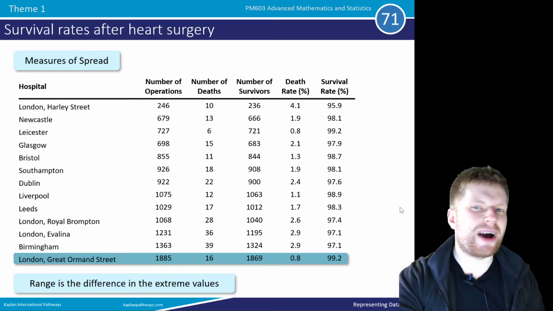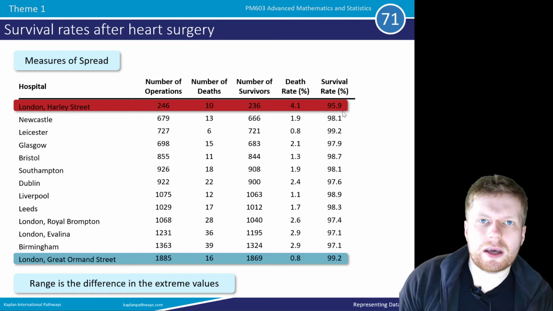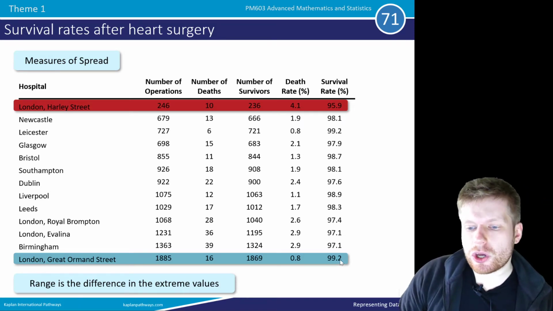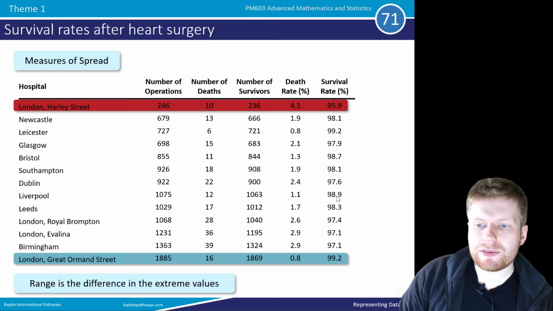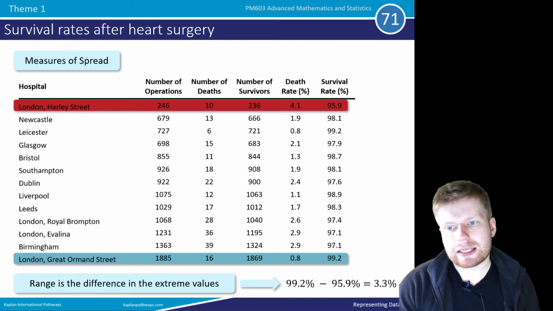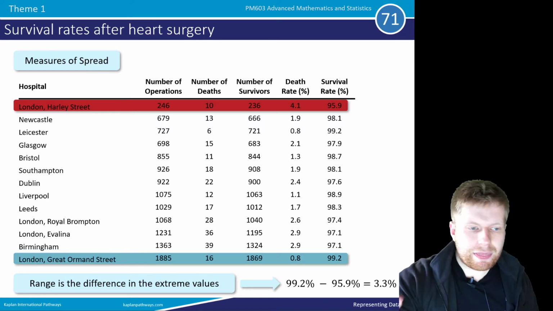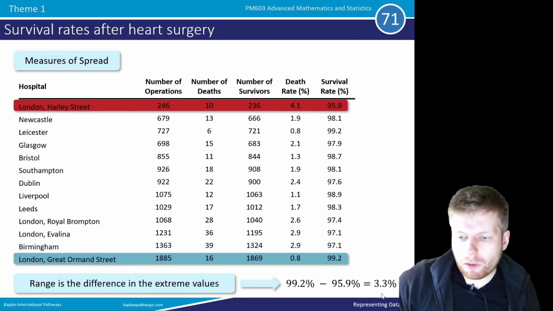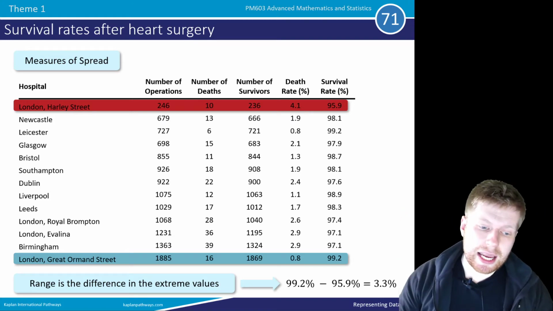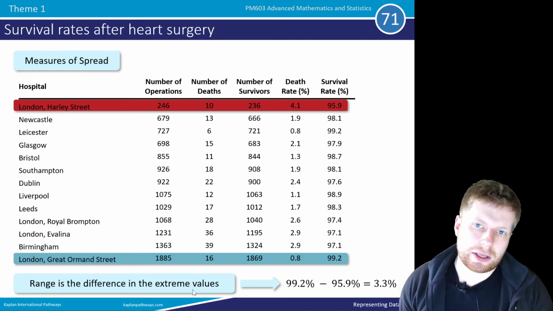And then find me the lowest survival rate in my data, which is London Harley Street. So 95.9% is the lowest survival rate in my data. To find the range, I just find the difference between these two values. In other words, take 99.2% and take away 95.9%. That gives me a range down here of 3.3%. So one measure of spread is a range. It's simply the difference in the extreme values.